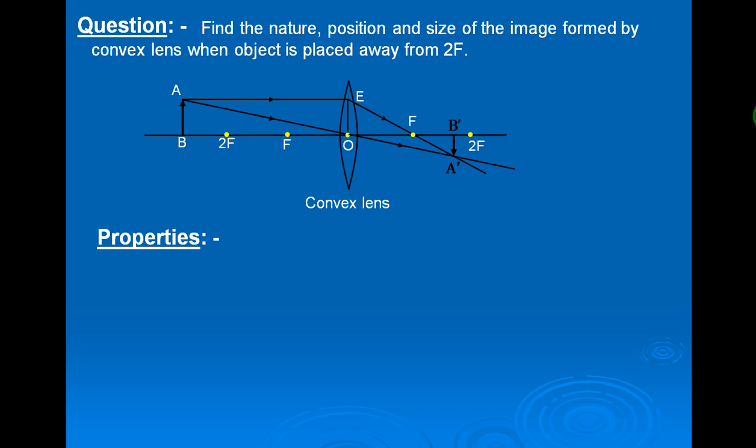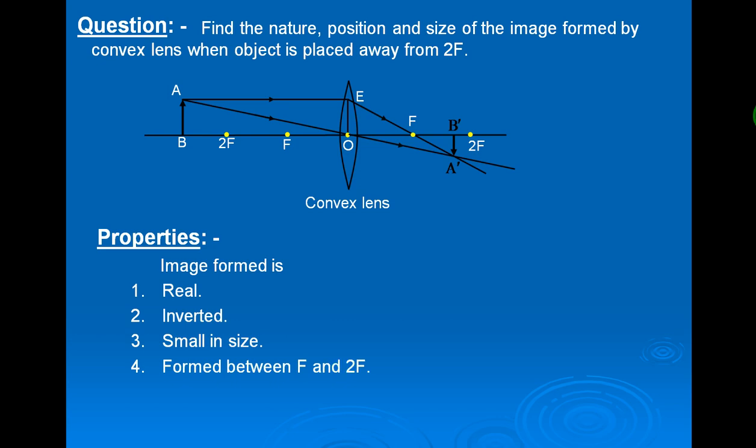Now properties. The image formed is number 1, real, number 2, inverted, number 3, small in size, and number 4, found between F and 2F. So these are the properties of the image formed by a convex lens when the object is placed beyond 2F.